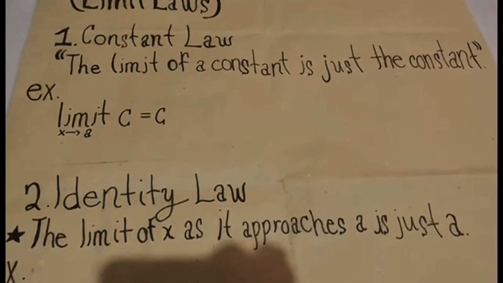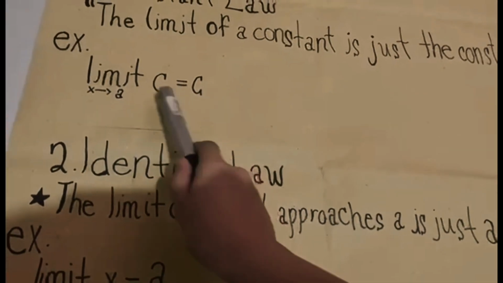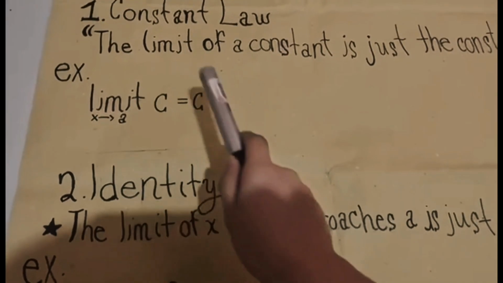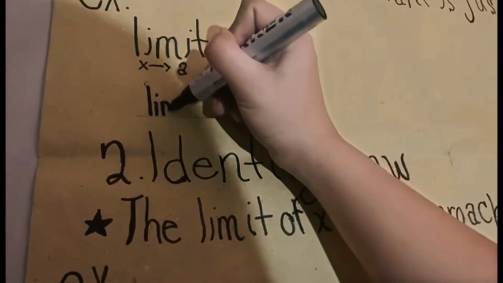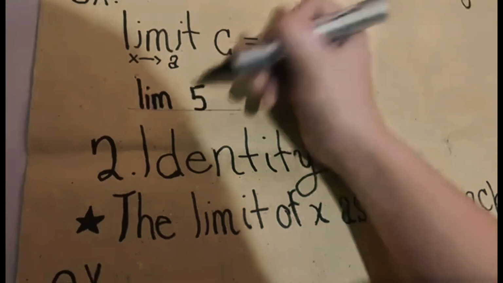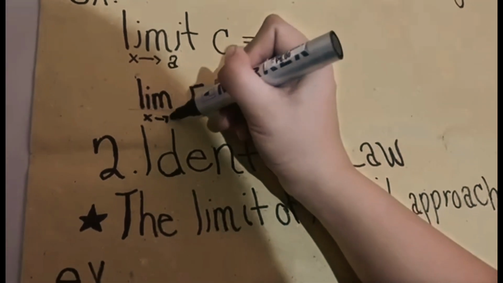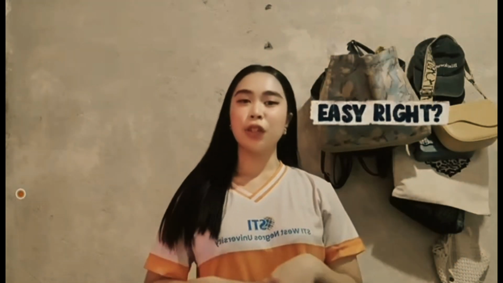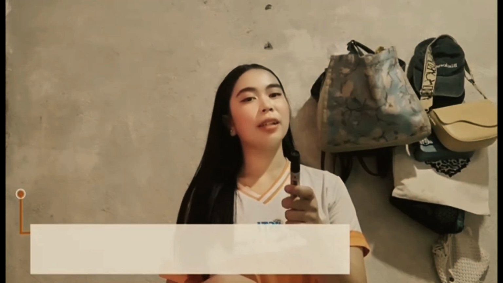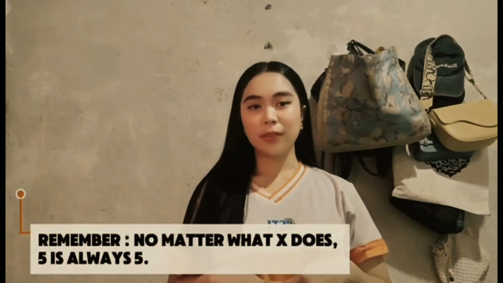Here we have an example. The limit of c as x approaches a is c. Let's have another example. The limit of 5 as x approaches 2 is just 5. See? Easy, right? Just remember that no matter what x is, 5 is always 5.